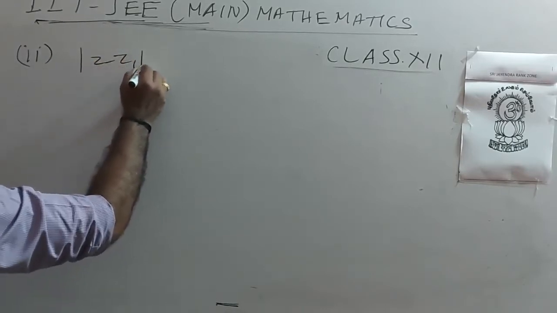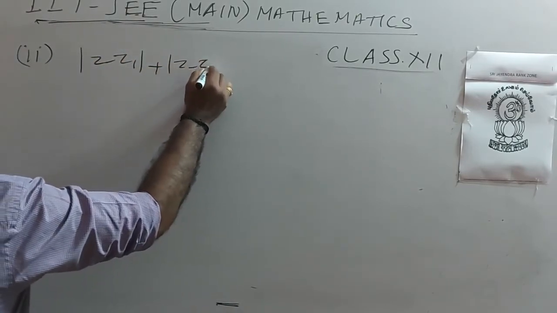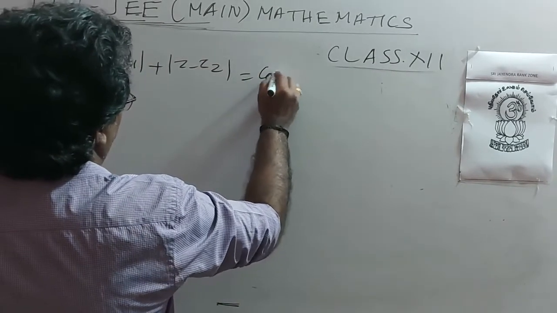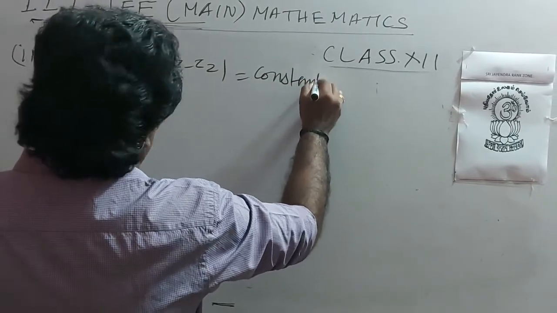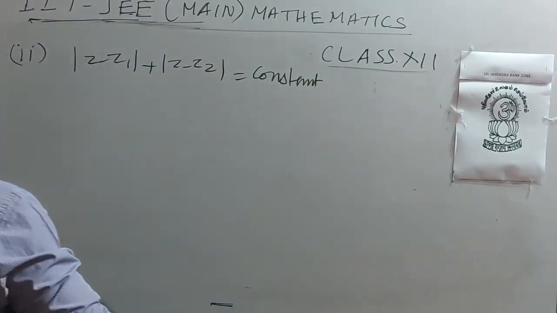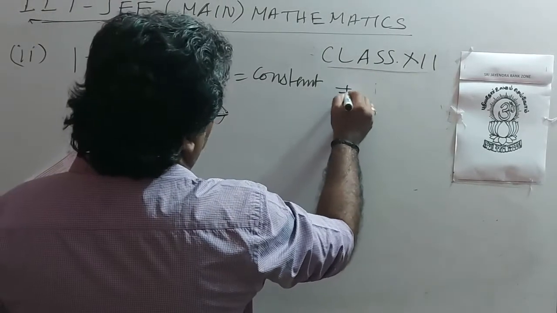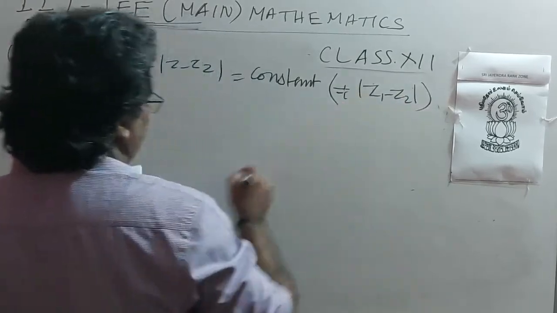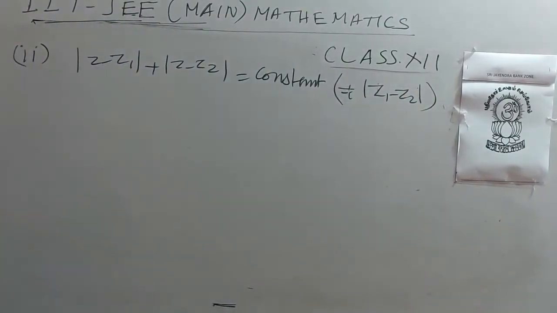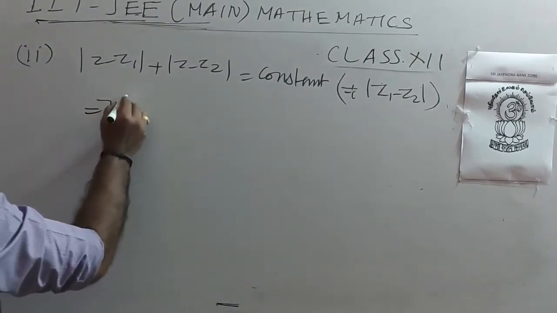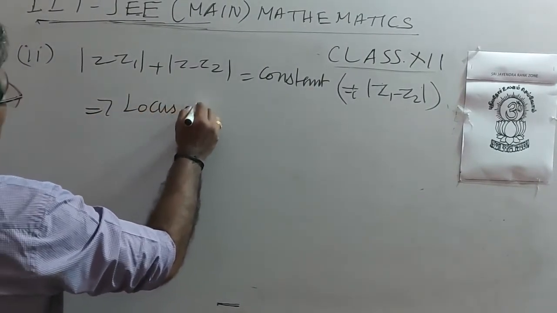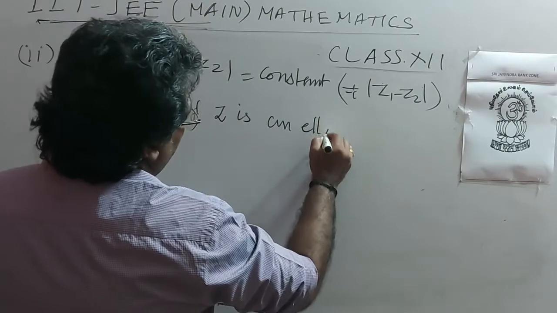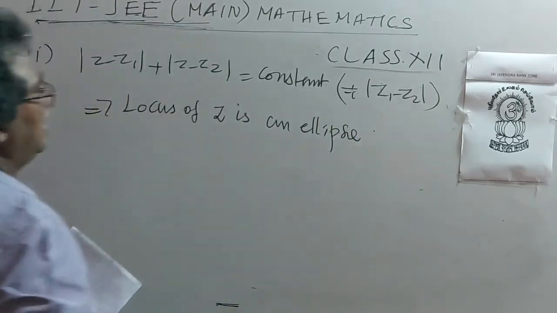Modulus of z minus z1 plus modulus of z minus z2 equal to constant, not equal to modulus of z1 minus z2. Locus of z is an ellipse.